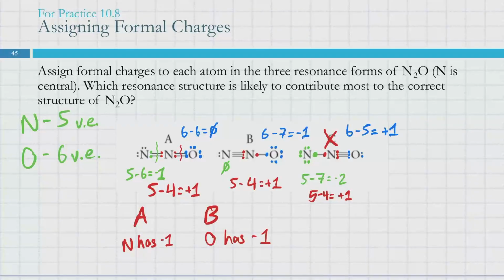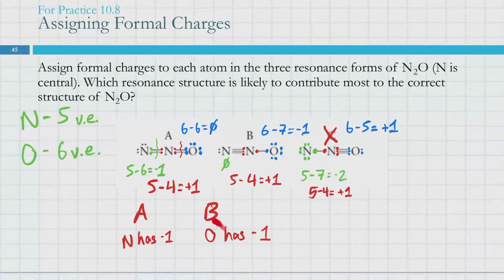When we've got multiple places we can put that negative charge, we want to put it on the thing that has the higher electronegativity value. Oxygen has the higher electronegativity value. And so B is going to be our most stable resonance structure because it's got the lowest formal charges.